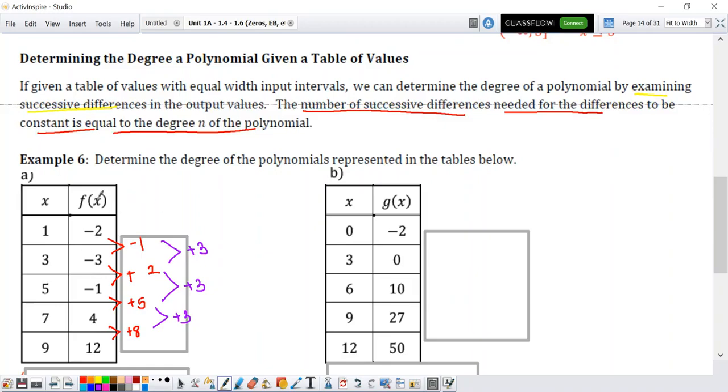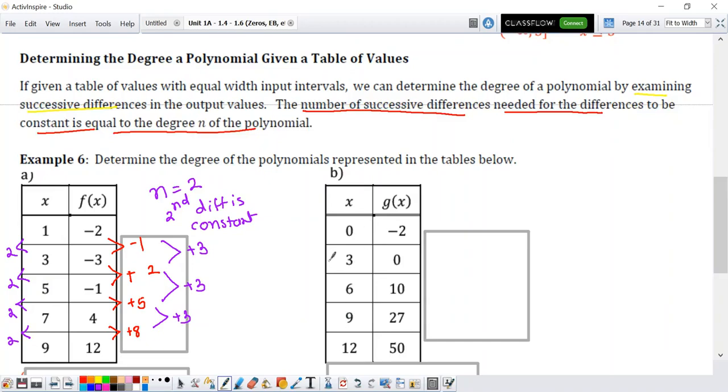So what's the degree of this f of x? You can say the second difference is constant. So n is equal to 2 because the second difference is constant, which means this is a quadratic function, f of x. Now, don't forget to check here also. Sometimes they trick you. So this is, of course, the same.